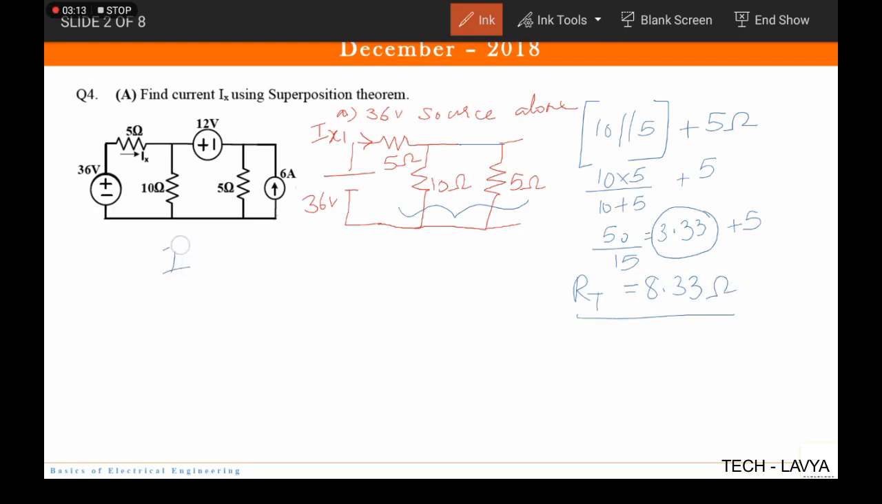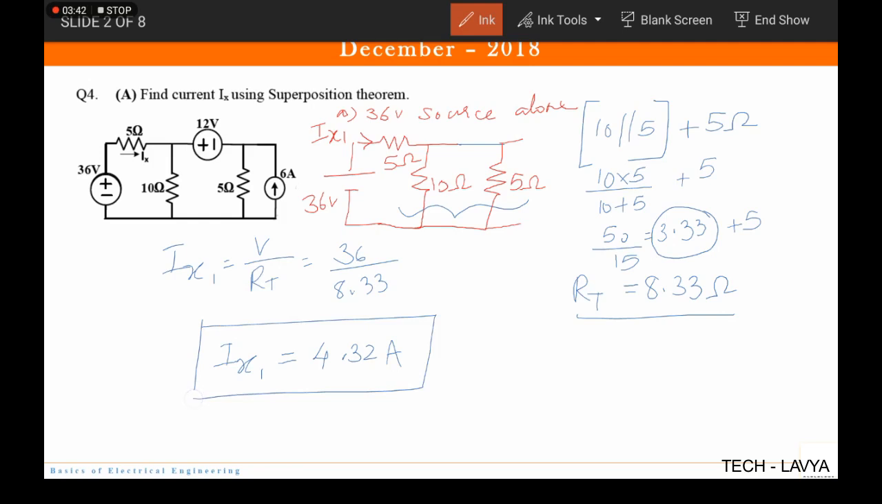Now how will we calculate this current? Simple Ohm's law: the total voltage upon the total resistance. The voltage is 36 and the resistance is 8.33 ohms, so the first current, Ix1, comes out to be 4.32 amperes. This is positive, so we are not mentioning positive explicitly. So this is our first part.